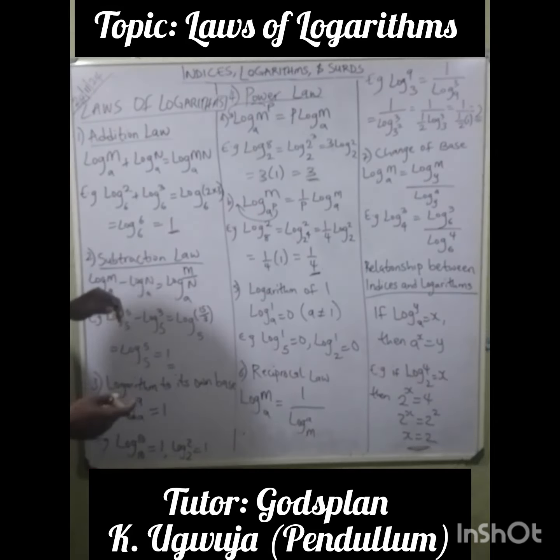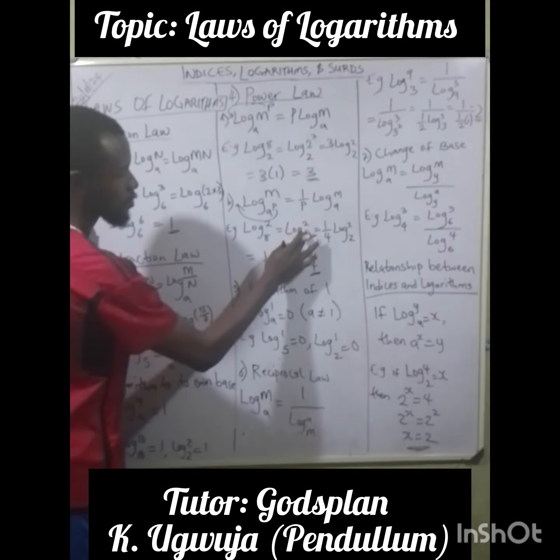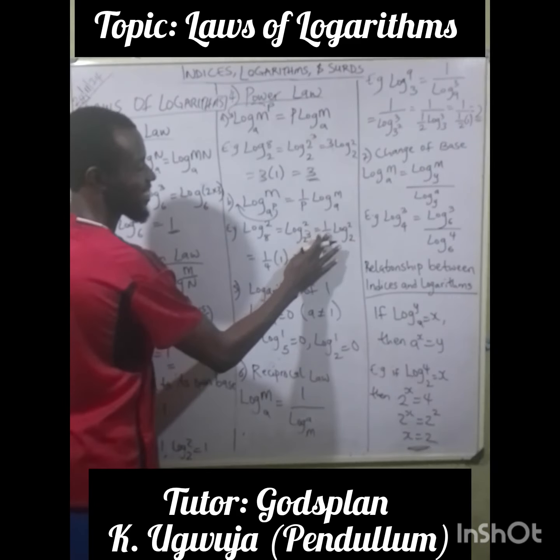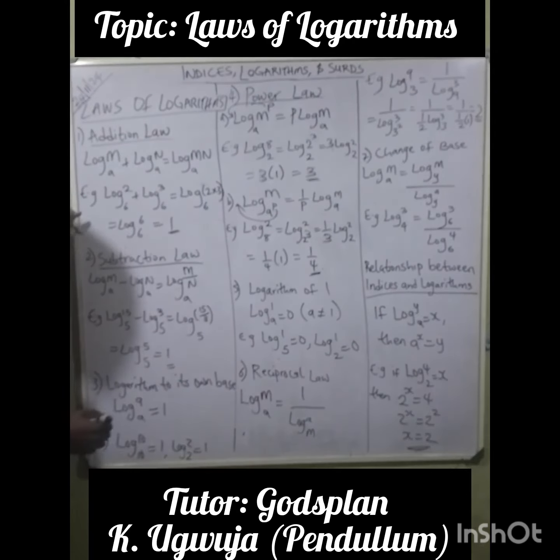Sorry, please don't mind me, that's an error. I'm doing 2 times 4. God, sorry. 8 is 2 raised to power 3.